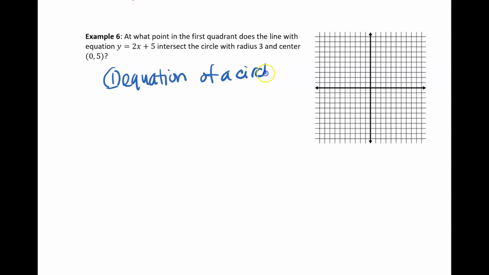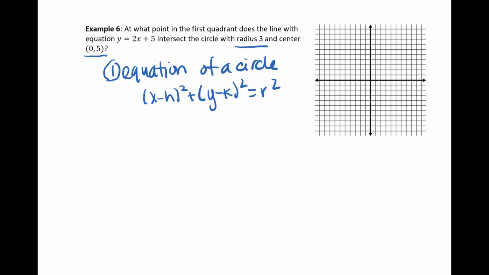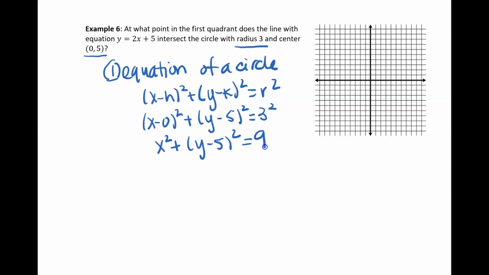So I'm going to do the equation of a circle. That would be (x minus h) squared plus (y minus k) squared equal to r squared. Now there's our r, and there's our h, k because that's our center, so that would be (x minus 0) squared plus (y minus 5) squared equal to 3 squared. So it gives me x squared plus (y minus 5) squared equal to 9. Just like what we've been doing.